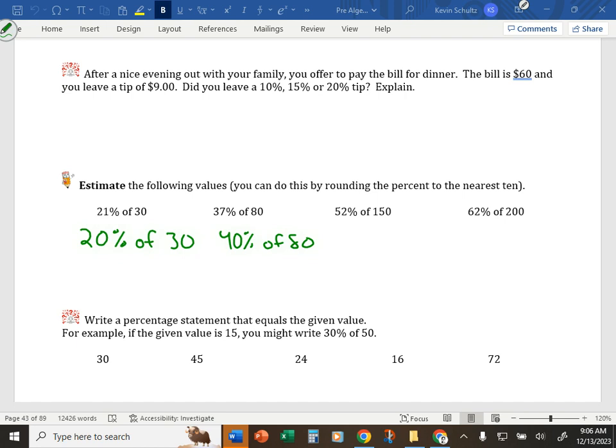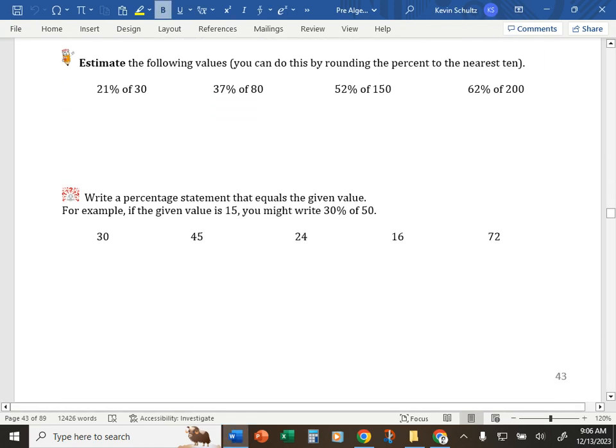I will stress, again, please show your work. You cannot just put 6 down here as an answer. You need to show me what you are rounding to, okay? 20% of 30, 6, excellent, right? The bottom part says write a percentage statement that equals the given value.